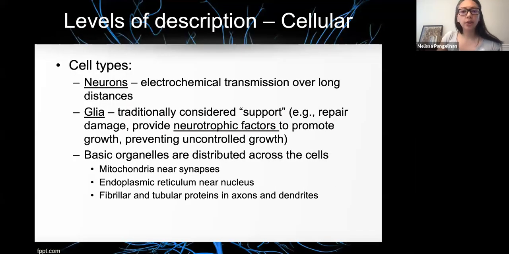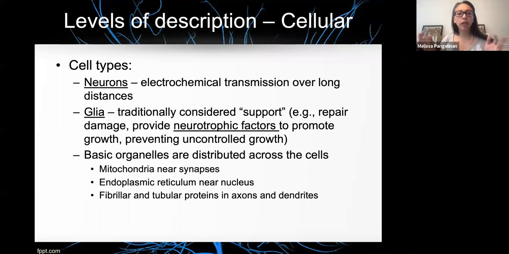Okay, so the cellular level. What we care about here is the cells, right? We care about what cells are present within the nervous system and what their organelles or components are that are important and maybe somewhat specific to these types of cells. So there are two main categories of cells in the central nervous system: neurons and glia. Really up until the 2000s, everyone focused on neurons. They thought neurons were the most important thing and that glia were only support structures.